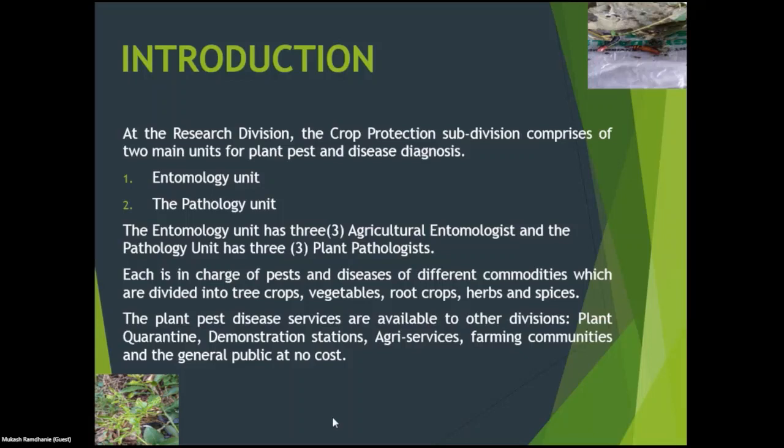The entomology unit has 3 agricultural entomologists, and the pathology unit has 3 plant pathologists. Each is in charge of pests and diseases of different commodities, which are divided into 3 crop groups: vegetables, root crops, herbs, and spices. The plant pest and disease services are available to other divisions: the plant quarantine division, the demonstration stations, the agri-services division, the farming communities, and the general public, which of course is at no cost to anyone who would be seeking our services.